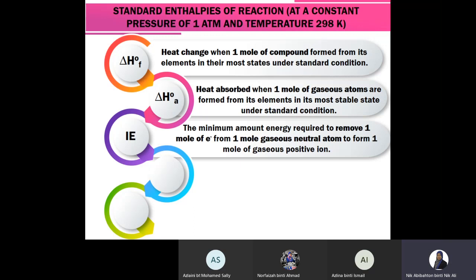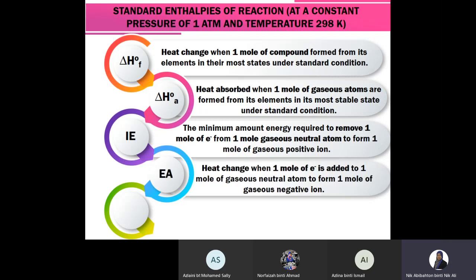Ionization energy: the minimum amount of energy required to remove 1 mole of electrons from 1 mole of gaseous neutral atoms to form 1 mole of gaseous positive ions. Electron affinity: the heat change when 1 mole of electrons is added to 1 mole of gaseous neutral atoms to form 1 mole of gaseous negative ions.